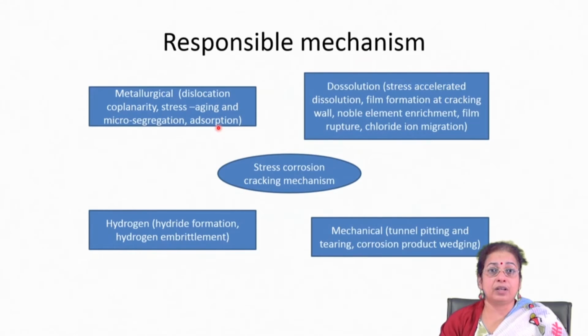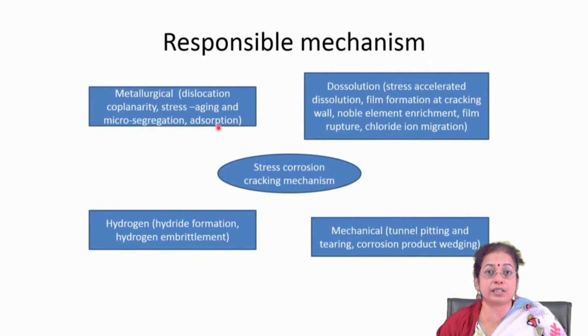You will find that when there is a weakening of the bond, the rate of dissolution is much faster. There is also film formation and cracking; when there is dissolution and also film formation in a discontinuous fashion, galvanic attack becomes more prominent. Then noble element enrichment, film rupture, and chloride ion migration are other factors which lead to dissolution at a much faster rate, and particularly preferential dissolution.